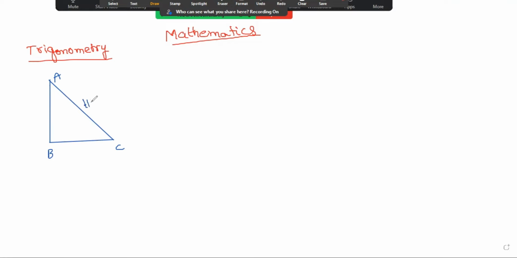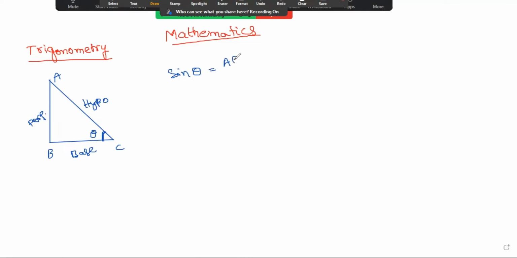This is the hypotenuse. This is the base. This will be the perpendicular. Now, the angle we typically consider here is theta. The angles will be defined like this: sine theta is equal to the opposite side by the hypotenuse.